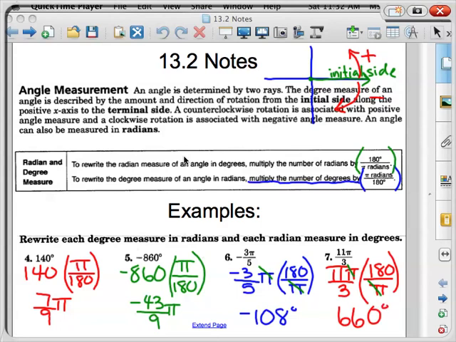degrees. Now you guys need to practice problems 7 through 22 at the bottom of your page. Good luck.